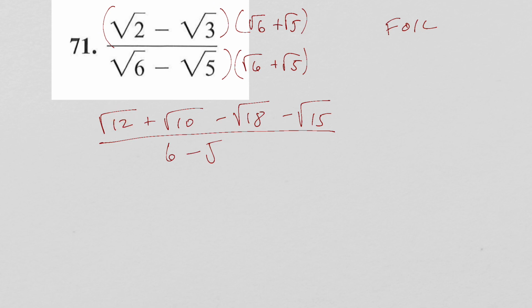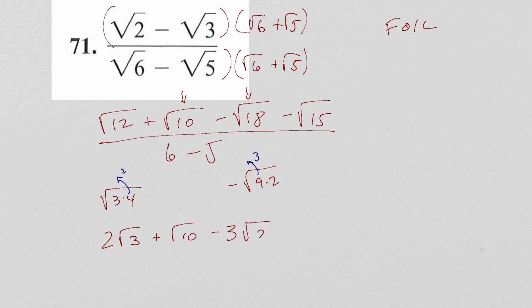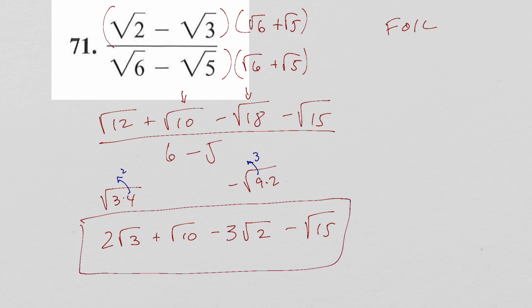Now I'm going to rewrite this as the square root of 3 times 4, and when we take out the 4, it becomes a 2. So this becomes 2 root 3. This cannot be simplified. This is the square root of 9 times 2. And when you bring out the 9 by square rooting it, you get a 3. So this term becomes a negative 3 root 2. And this cannot be simplified. So we have root 15 like that. None of these are like terms, and none of them can be combined. So that's the final answer. And it was all over 1, so we just got rid of the denominator.